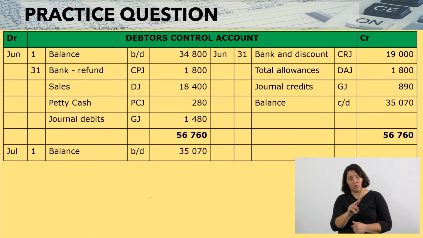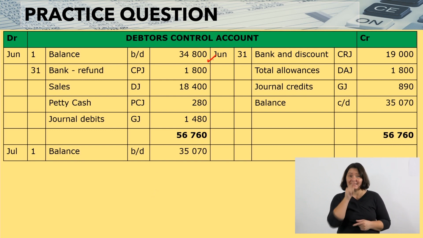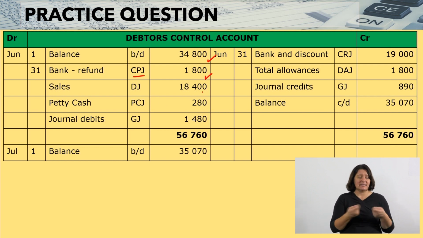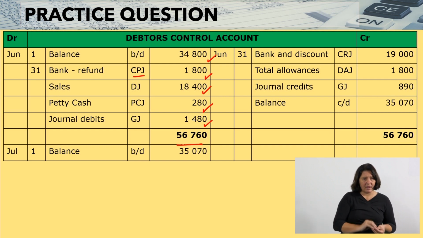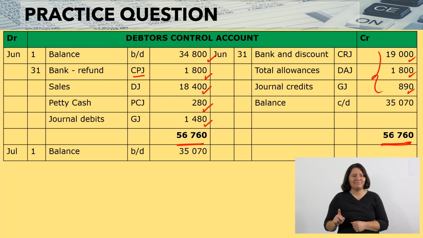We will now look at our completed debtors control account. Remember, we started off with the balance and with the refund from the CPJ. And then we have our sales from the DJ, the petty cash, and then we have our general debits, 1,480. We add all of this. They give us 56,780. We put 56,780 on both sides. Then we will add the three entries on the credit side, which is 19,000, 1,800, as well as 890. We subtract them from the 56,760, then we have a balance which is 35,070.